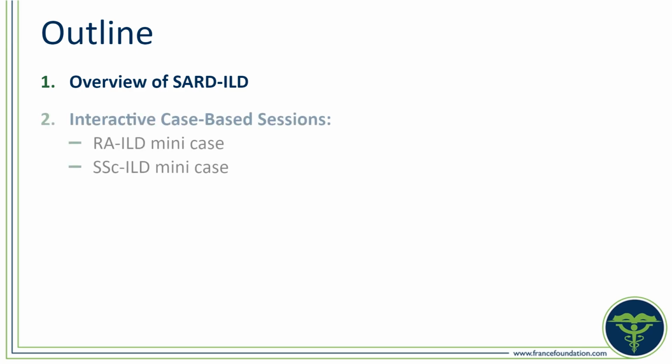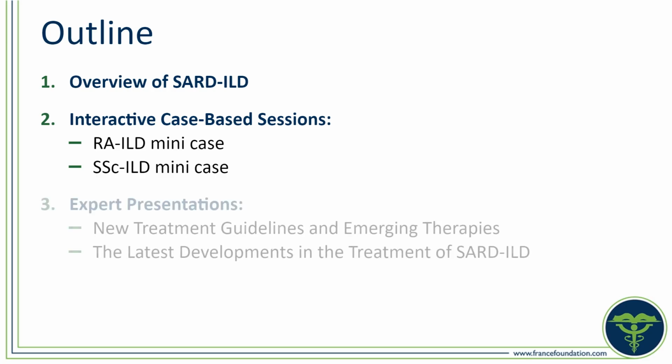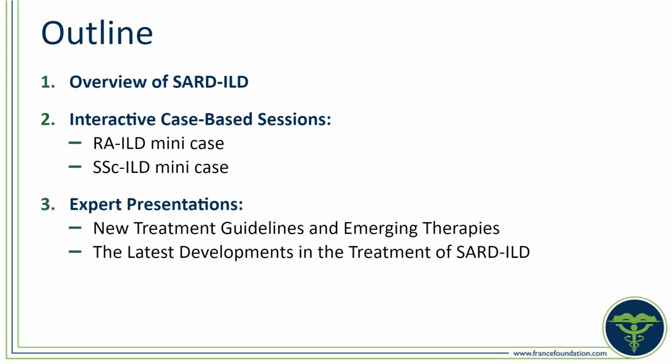Here's a brief overview of today's program's outline. We're going to start this off talking about a brief overview of systemic autoimmune rheumatic disease associated interstitial lung disease. We'll take you through a few different interactive case-based sessions, one on RA-associated interstitial lung disease and another on systemic sclerosis-associated interstitial lung disease. We'll then discuss some new treatment guidelines and emerging therapies, and then finally summarize and bring this all into one piece.